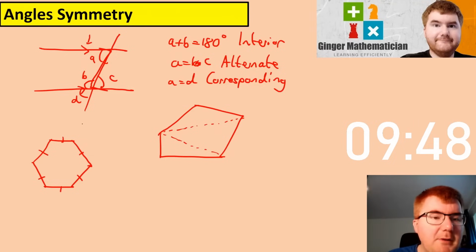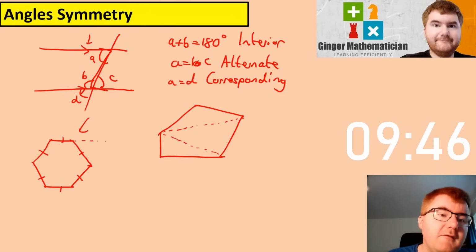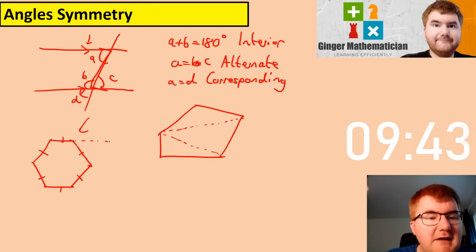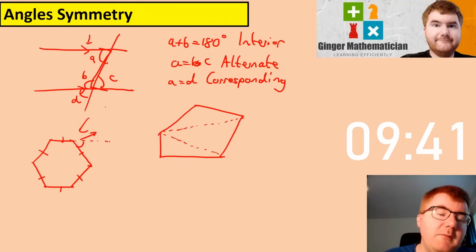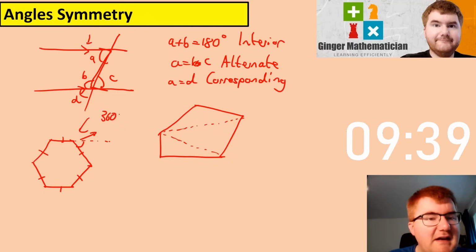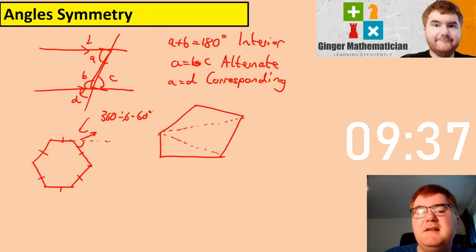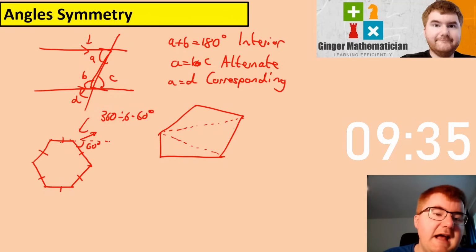If we have a regular polygon down here, the easiest way of working out angles in a regular polygon is we take the exterior angle and then we do 360 divided by the number of sides. This is 6, so this gives us 60. So I can work out this is 60. Angles on a straight line add up to 180, so this has to be 120.